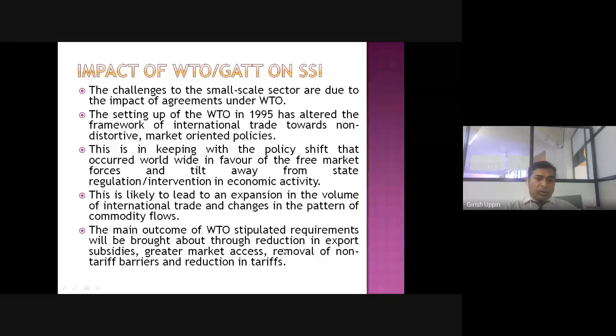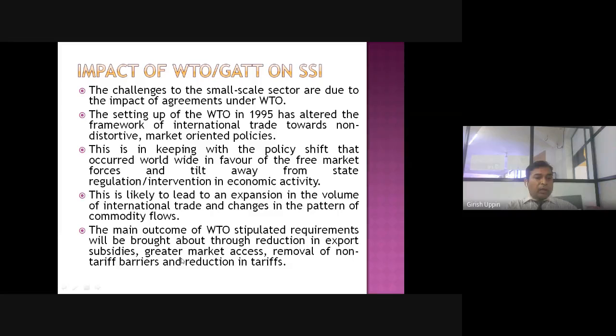One is export subsidies. Some of the countries were giving subsidies, meaning they were encouraging the exporters by giving government subsidies. So with the World Trade Organization agreement, there has to be a reduction. Why there has to be a reduction is that a few countries don't give any kind of subsidies, so to make everybody competitive, every country has to reduce the subsidies in certain exports they are providing.